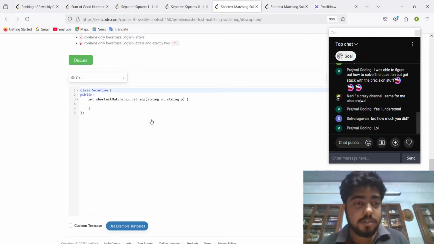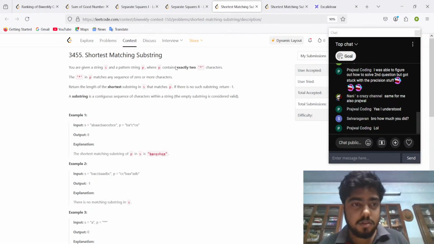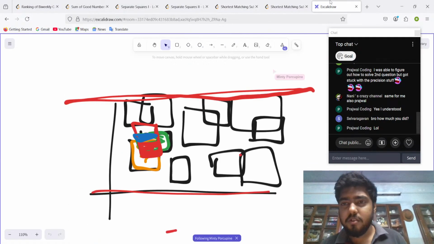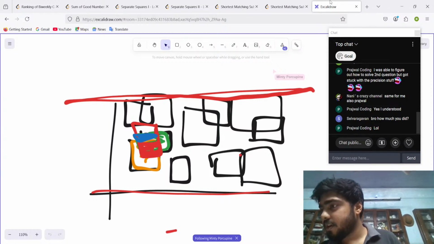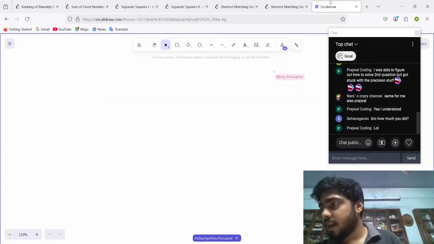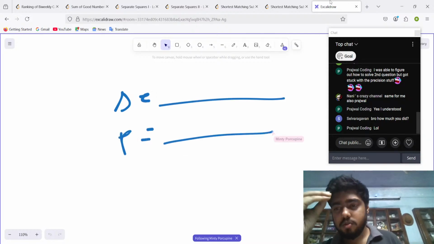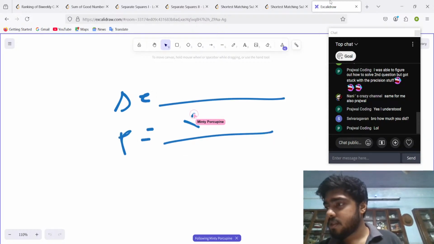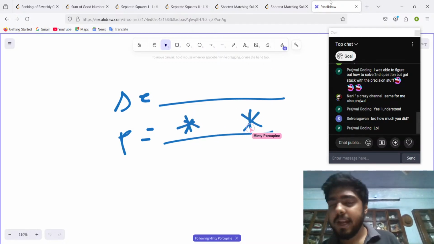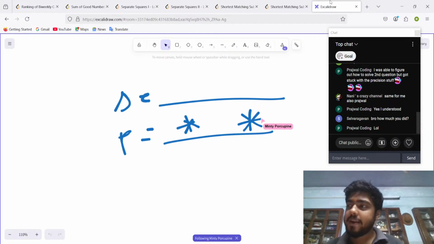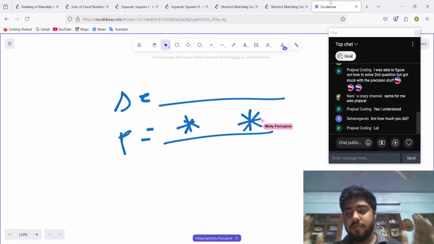Well, I think I should explain to you what the whole question is about. This thing, shortest matching substring. I won't read it out, I'll just tell you what it is about. You're given two strings S and P, and in P there are two stars. It is simple. It is similar to regular expressions, where a star can be replaced with any number of characters. So you have to find the smallest substring which has that pattern.